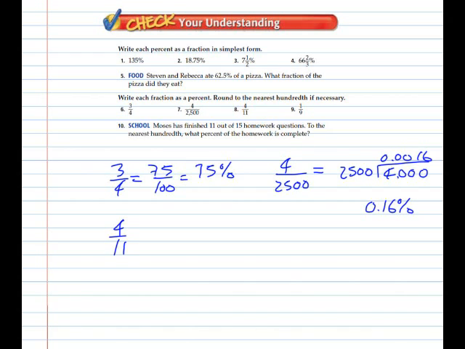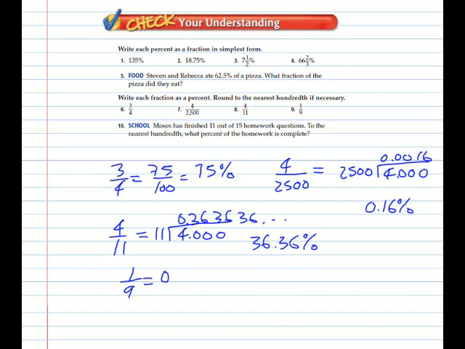Number 8, 4/11. Again, I'm just going to divide 11 into 4 because it looks like it's going to be an easy division, and it is. What I get is 3, 6, 3, 6, 3, 6, so it becomes 36.36%. Number 9, 1/9. Again, we memorized all those ninths. That's 0.1 repeating, which is 0.1111, which is 11.11%.